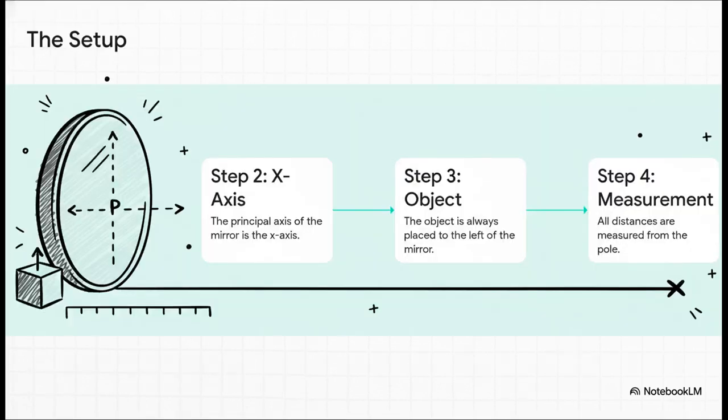So here's the setup, and it's pretty simple. Think of it like a graph. The very center of the mirror, we call that the pole. That's our origin, our 0, 0. The main line running straight through it, that's our x-axis. And here's the key rule. We always place the object we're looking at on the left. That's it. Every single measurement we take starts from that center point, the pole.